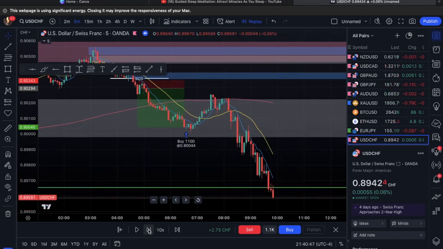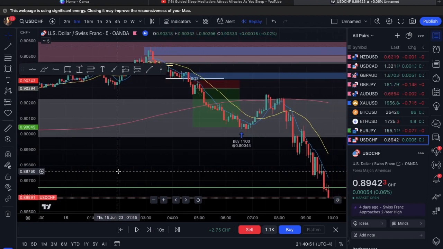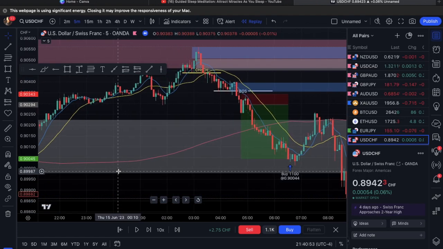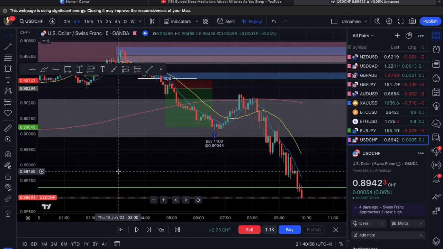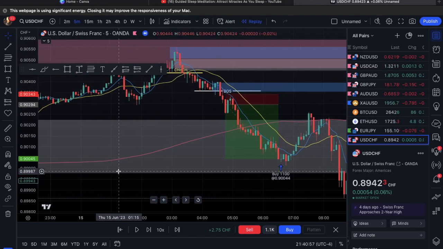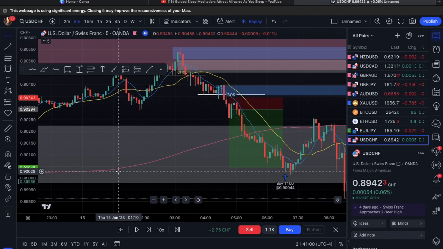Hmm, nice. This is why we backtest. So yeah, repetition is the key. Keep seeing those setups. Take nothing but those high probable setups, depending on what you're doing, I guess.